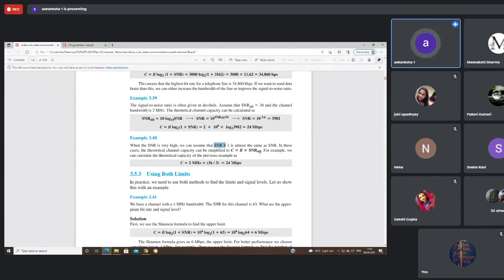So only in those cases when SNR is so high that we can take only SNR for SNR plus 1, we can replace log 2 of 1 plus SNR in the formula with SNR dB. In the previous example, because 3981 was too high in comparison to 1, instead of taking log 2 of 1 plus SNR, we are taking directly 2 megahertz into SNR of dB. So 2 megahertz into 36 divided by 3.